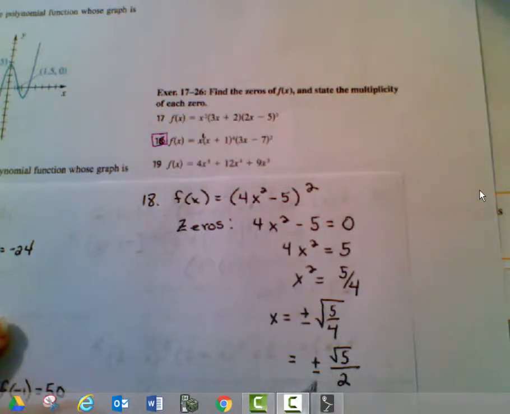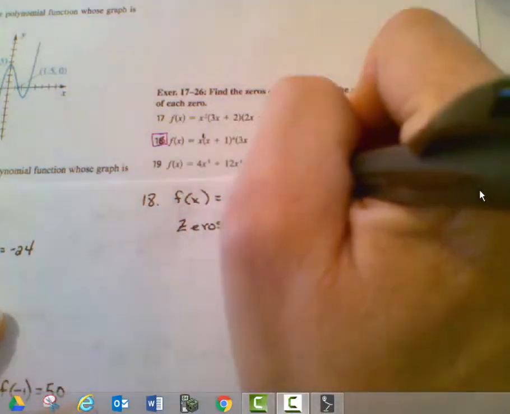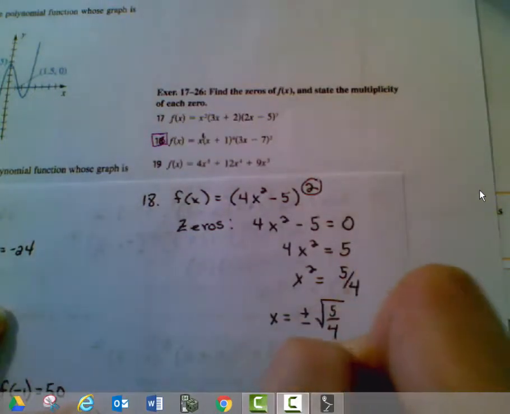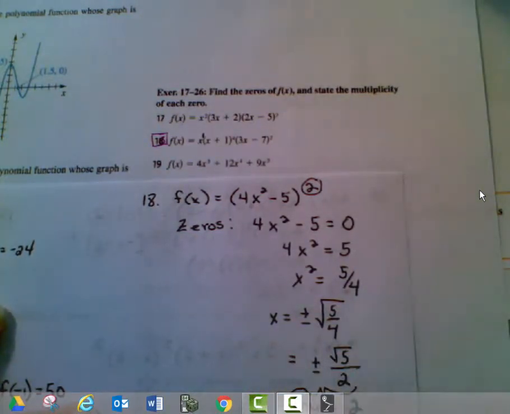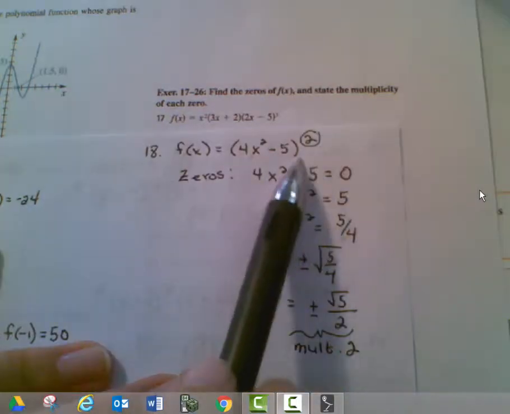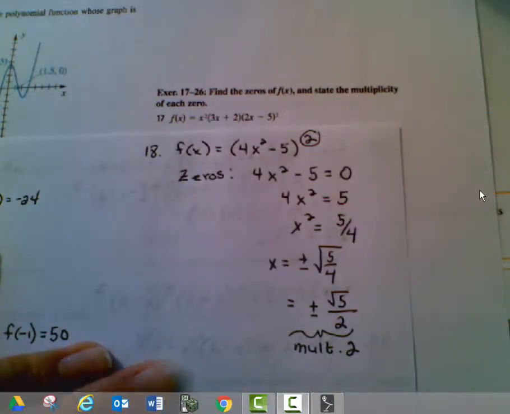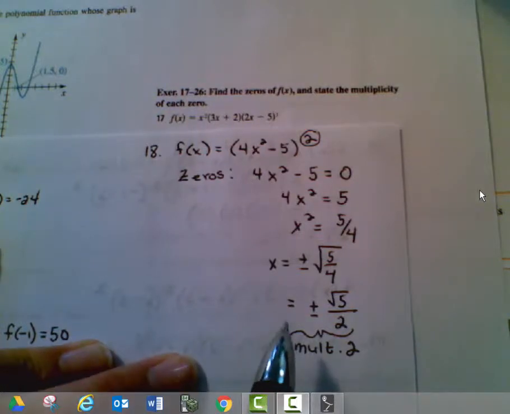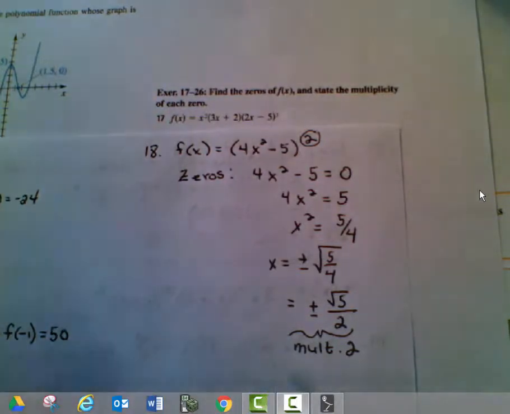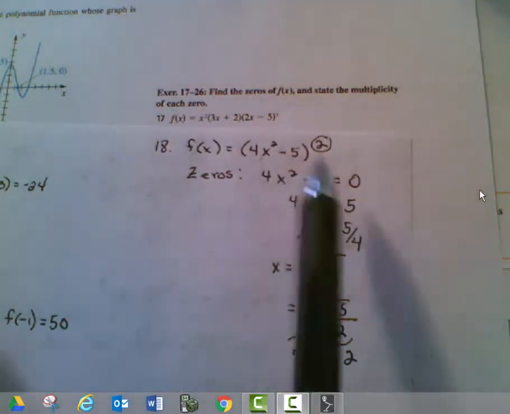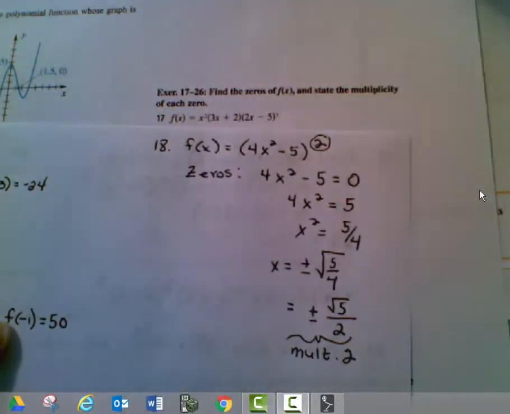So the two distinct zeros are positive square root of 5 over 2 and negative square root of 5 over 2, but the multiplicity of each of those zeros is 2 because the exponent of that factor is 2. So if we have 2 positive square root of 5 over 2's and 2 negative square root of 5 over 2's, then we've accounted for all 4 zeros of that function.